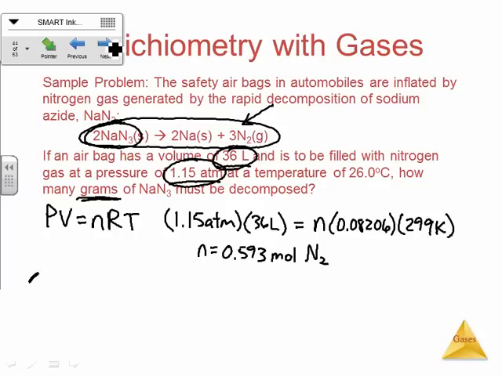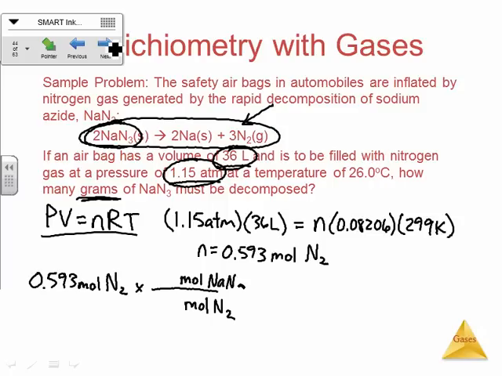All right. So then we're going to take this 0.593 moles of N2, and once we have this, we can just do stoichiometry with it. Remember that the goal in any stoichiometry problem is just to get to moles. And sometimes you can use PV equals nRT to do that. So we've got 0.593 moles of the N2, and we want to go from moles of N2 to moles of NaN3, because that's what they're ultimately asking us about here. 2 moles of NaN3 for every 3 moles of N2, according to the equation.